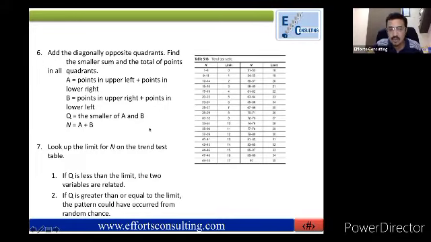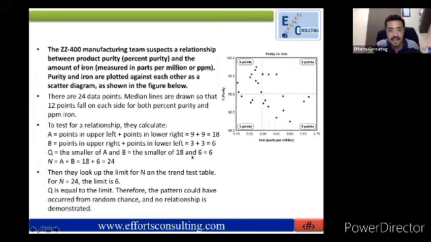So let us take this example. Let us look into this example. Here we are having 9 plus 9, 18, 6. So we got two points: N is equal to 24 and Q is equal to 6, right? So Q is equal to the limit.